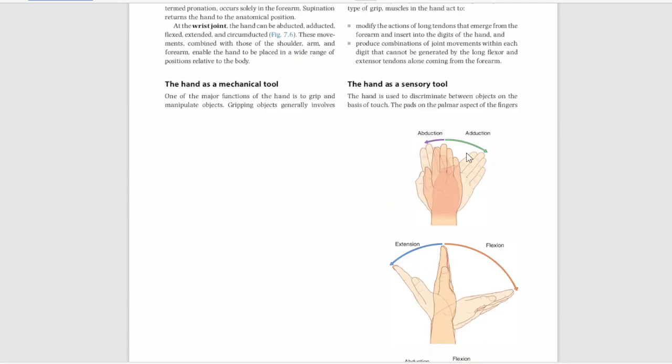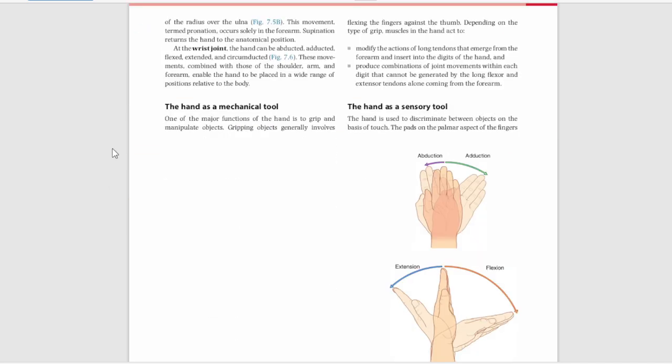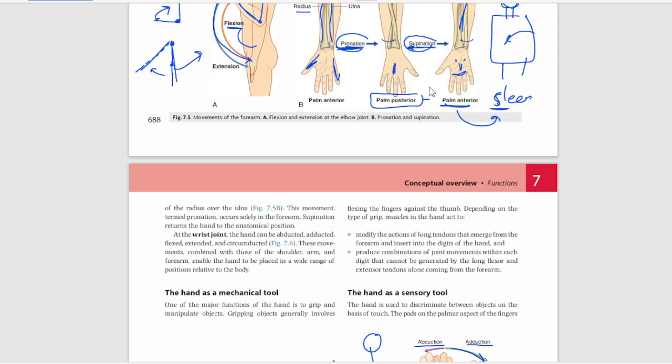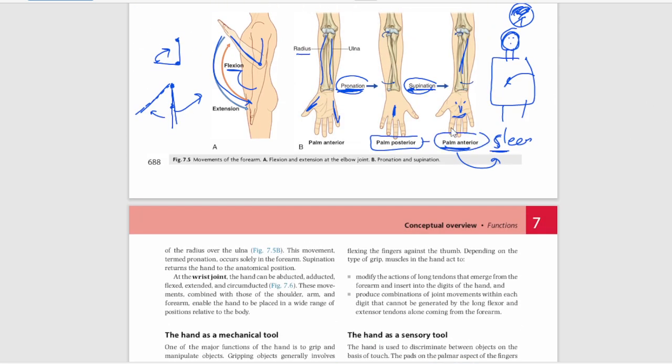Now see this: abduction, adduction. What is abduction? For example, in the hand, you have to understand that this is your hand, okay. And if your hand is moving to this side, this is called abduction. Just go to the palm supine position, this is the supine position of your arm.